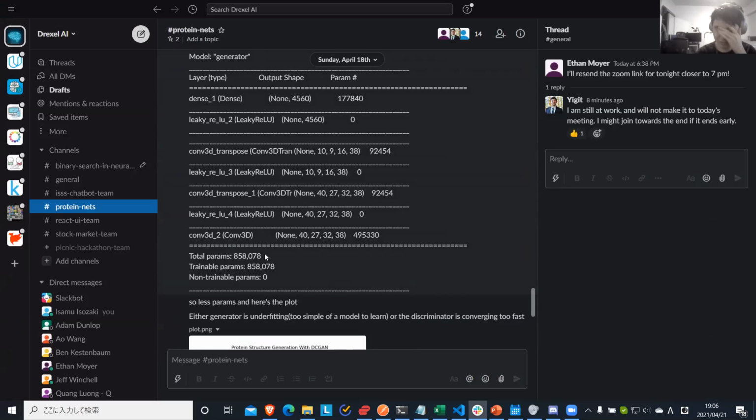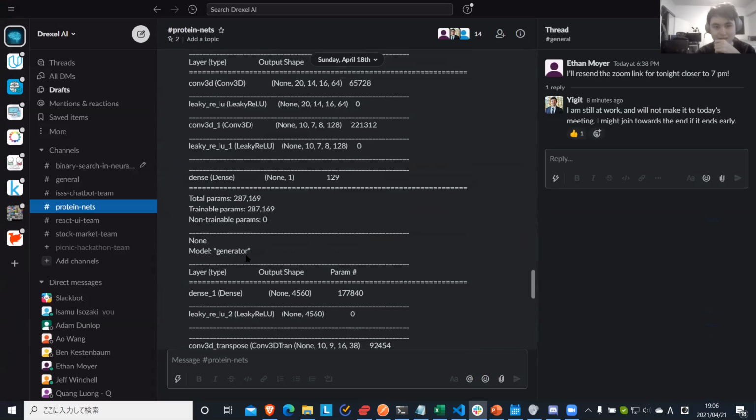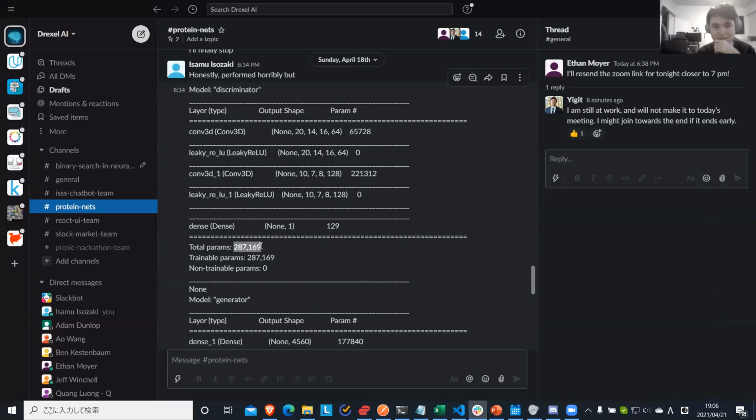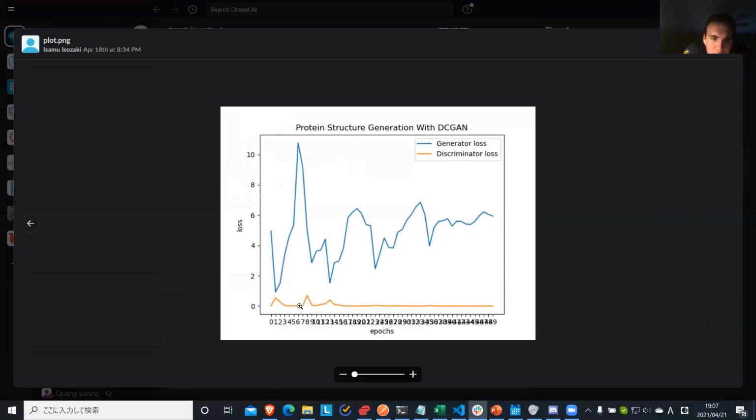For this one, this is a modified architecture, and it went from like 45 million params to 858,000, which is quite similar to the amount of parameters for the discriminator. Actually, the discriminator is just 200,000. Anyway, it's either about 2 problems. Either the generator is underfitting, which basically means that this model is too basic to fit the data, or the discriminator is converging too fast.